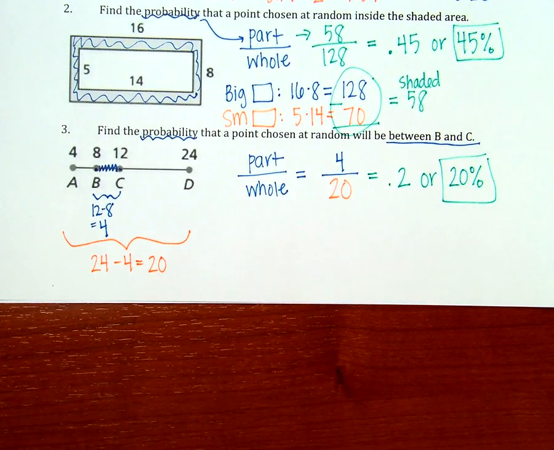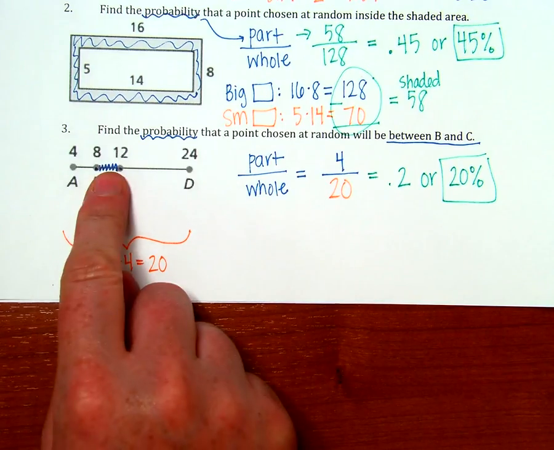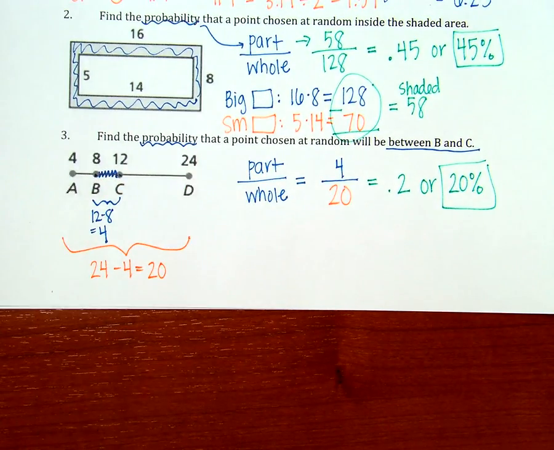You'd have a 20% chance of randomly picking a point between B and C versus any of the other space on that line segment. So that's what you guys are working on today.